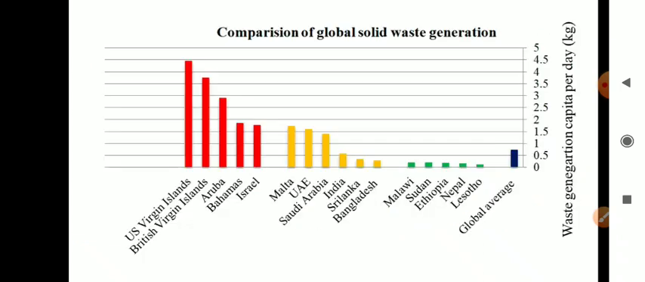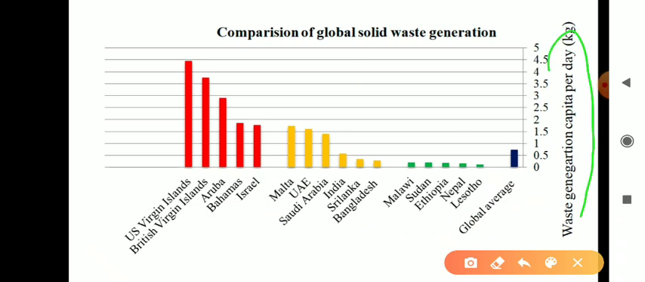So next, in this diagram we can see the waste generation per capita per day in kg, means how many kilograms of waste one person produces per day. In this diagram, these countries have a high level of waste production per capita per day, means one individual is producing approximately 4.5 kg per day in these countries.